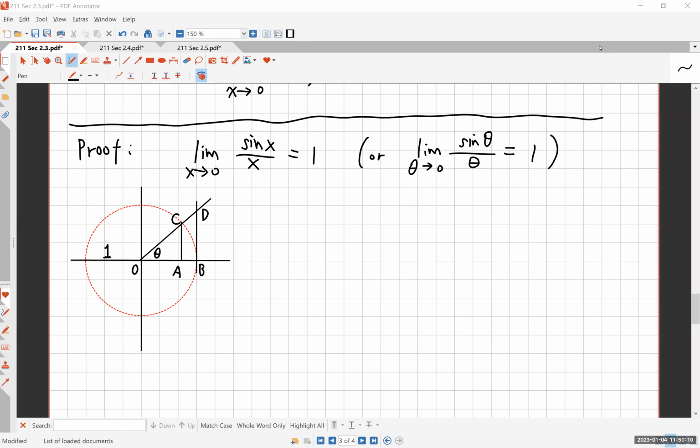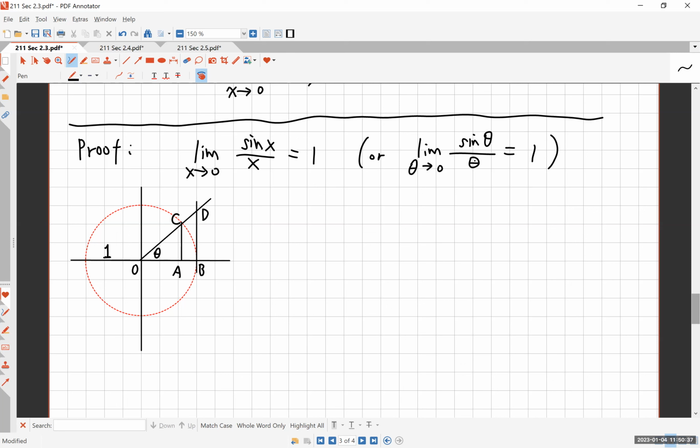All right, so this is an optional part of section 2.3, and everybody really should look at this. I shouldn't call this optional, but it's not as important as the rest of the sections. So I'm just giving you this as a third segment. But let's prove the thing that I was talking about. Limit of sine of x over x as x approaches 0 is equal to 1.